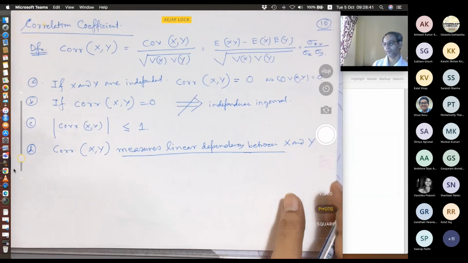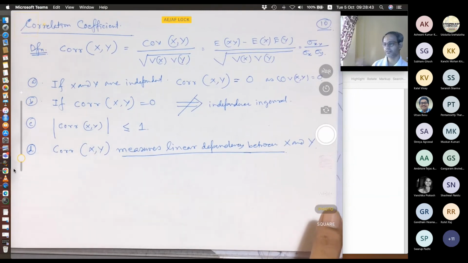Eventually, what we want to see is, if x is increasing, whether y is increasing or not, and if x is decreasing, whether y is decreasing or not. That is the thing we can easily see. But if there is some nonlinear type of dependency, the correlation coefficient cannot measure it properly.